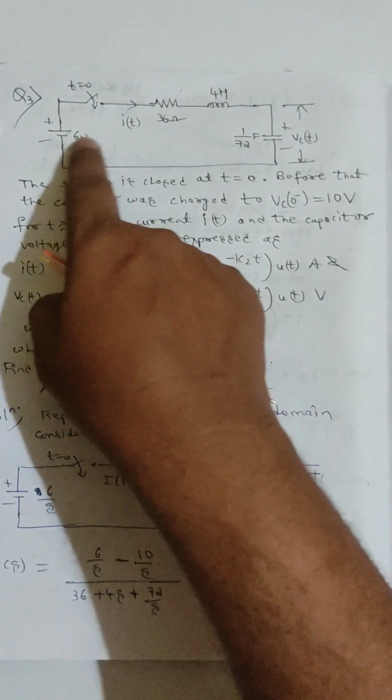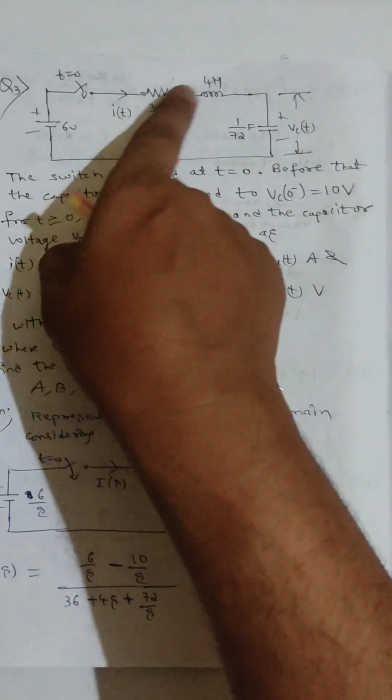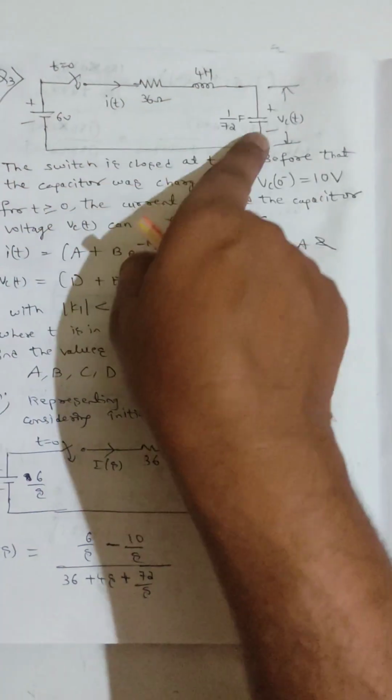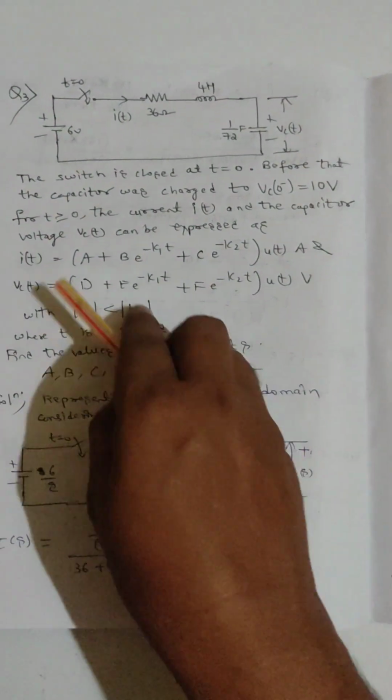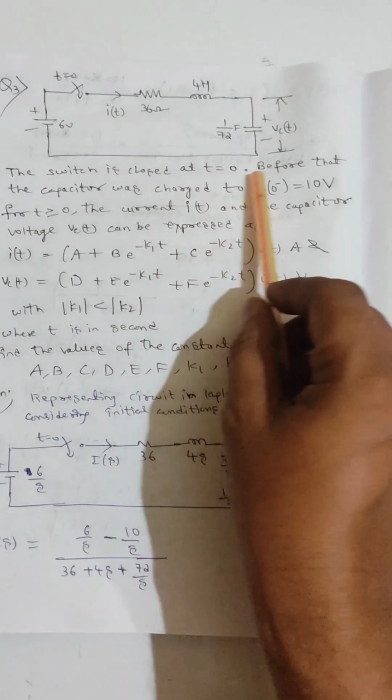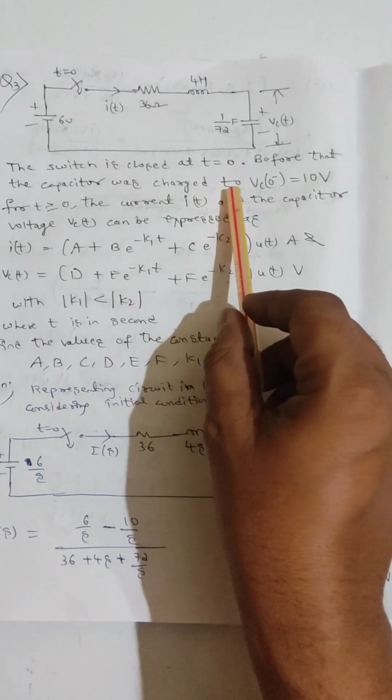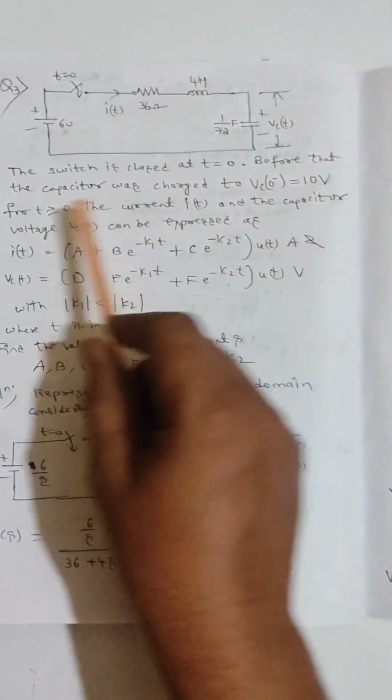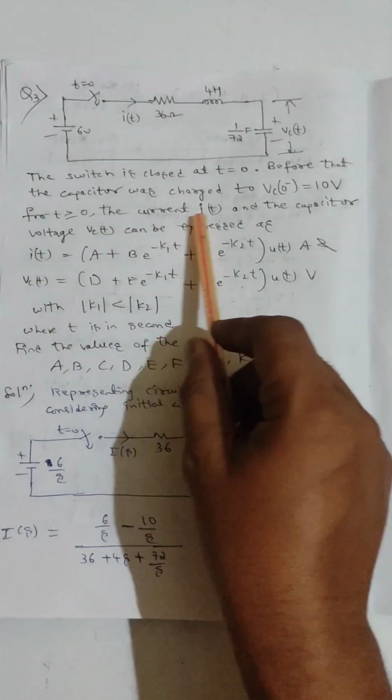So they have given a very simple circuit with R, L and C. A simple RLC circuit excited by a DC voltage source. The switch is closed at t equals 0. Before that, the capacitor was charged to Vc of 0 minus equals 10 volts. For t greater than 0, the current i1 of t and the capacitor voltage v of t are expressed like this.